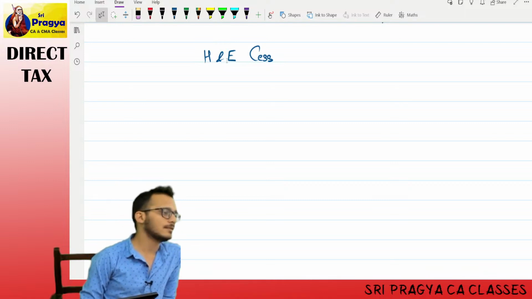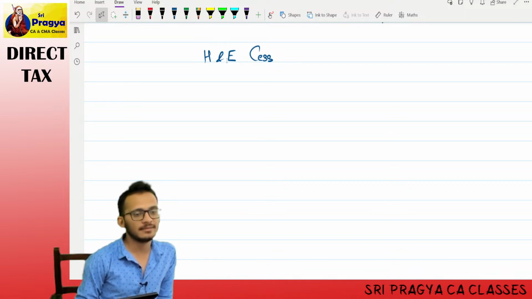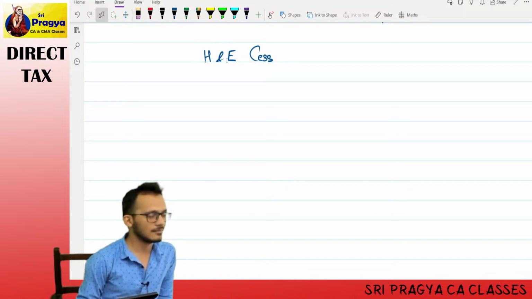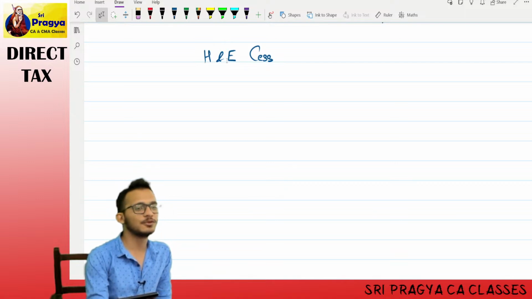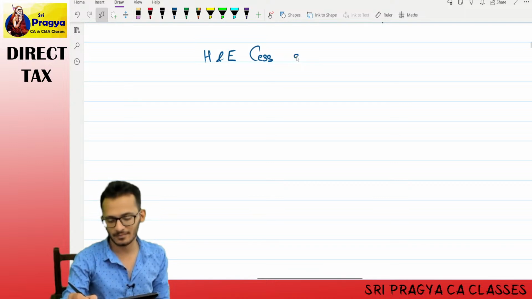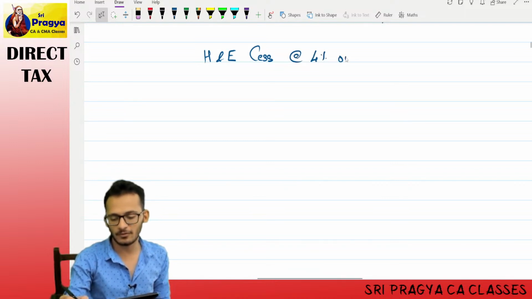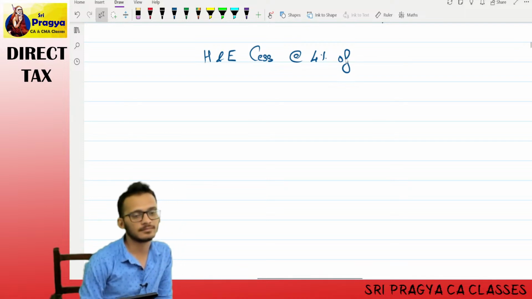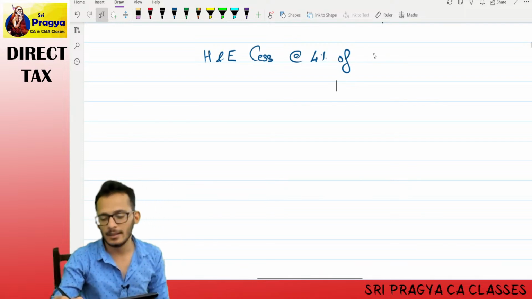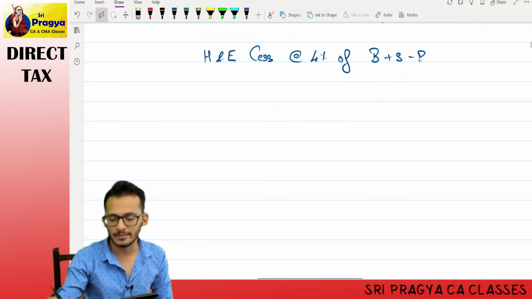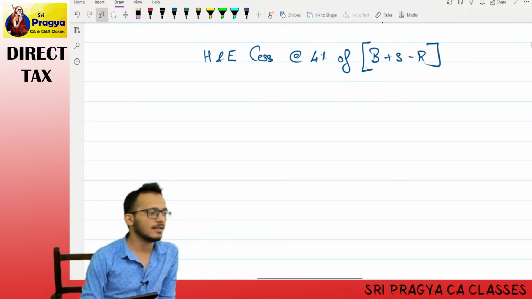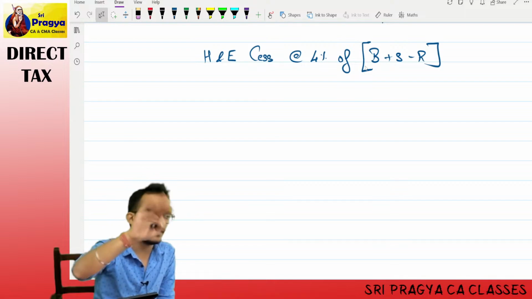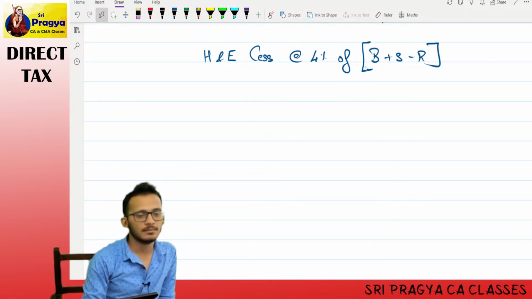Yes or no? Yes. Rahul, who has to pay this money? Everyone. Poor also has to pay, rich also has to pay, middle class also has to pay. How much do you have to pay? You have to pay 4% of everything which you have in your book right now: basic plus surcharge minus rebate. Meaning whatever number you have in your book right now, on top of that, 4%.